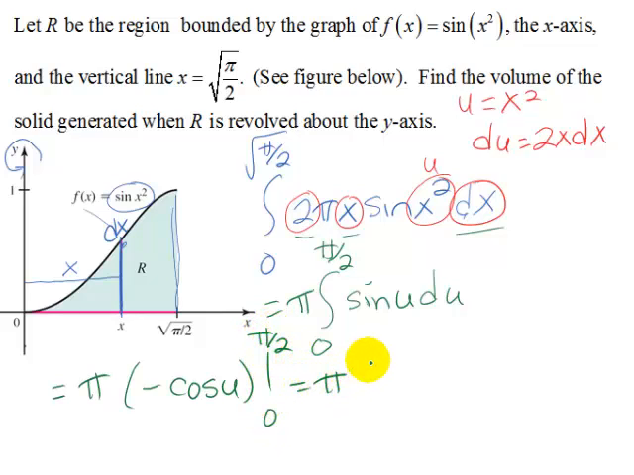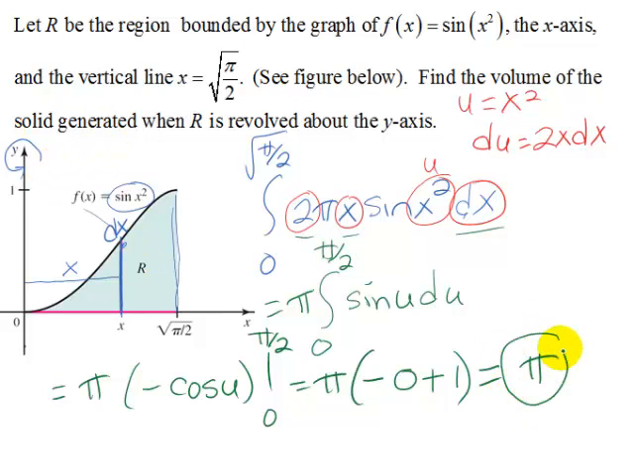So that's going to be pi multiplied by negative cosine of pi over 2, which is 0, minus negative, so that'll make that a positive. Cosine of 0 is 1. So it looks like that's going to be pi. So the volume as we rotate this region around the y-axis is pi.